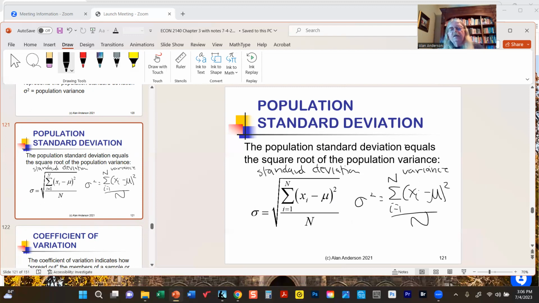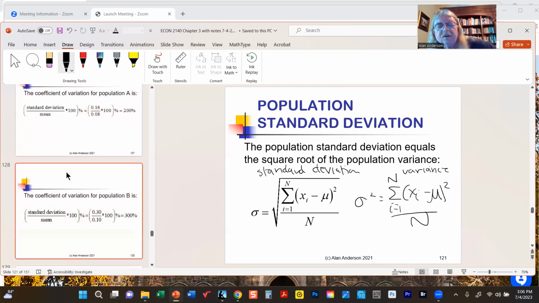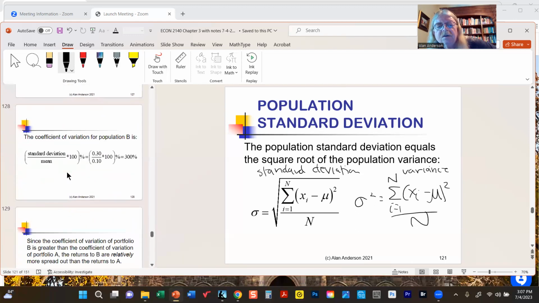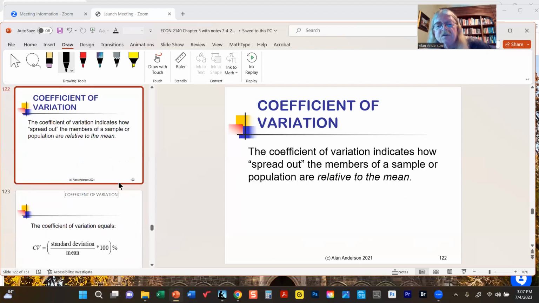All right, so we don't really need a separate example of this. Instead, we're going to jump ahead to the next measure, which is called, this is the last in our list, by the way, of measures of dispersion. It's called the coefficient of variation. And this one unusually combines a measure of central tendency and a measure of dispersion, creating a measure of how the members of a sample or population are spread out compared to the mean.